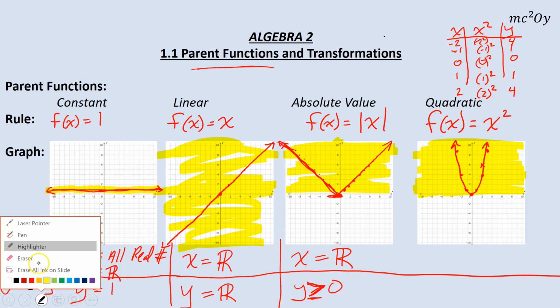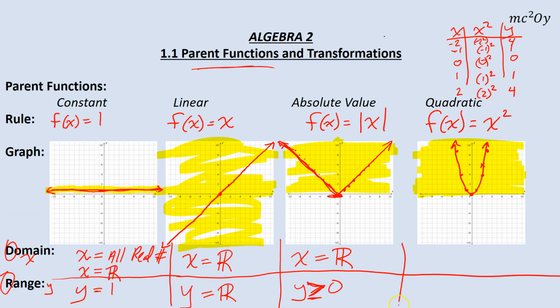So in terms of my domain, X is, once again, all real numbers. Whereas my range, Y has to be greater than or equal to 0 again. Now if this was opening downward, it would be Y is less than or equal to 0, because it would have to be lesser than 0. Okay? That gives you a little about parent functions and domain and range.